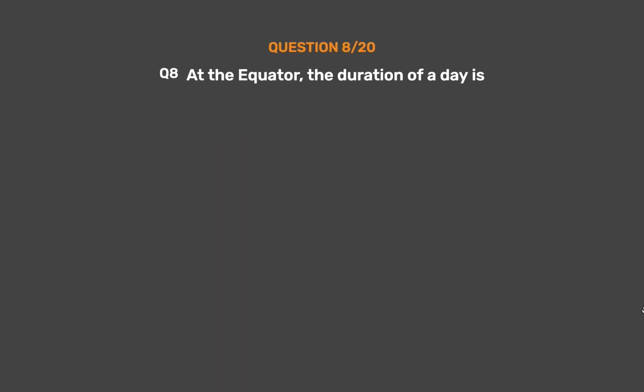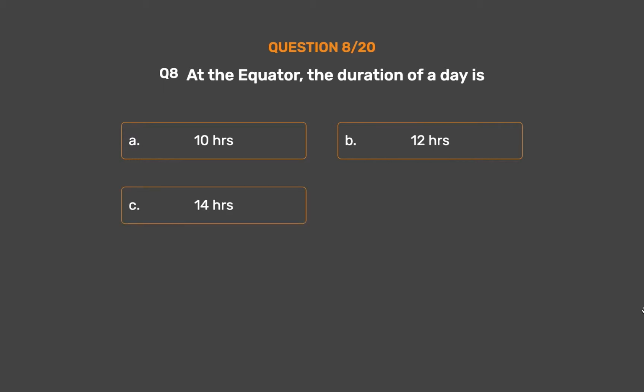Question number 8. At the equator, the duration of a day is option A. 10 hours. Option B. 12 hours. Option C. 14 hours. Option D. 16 hours.